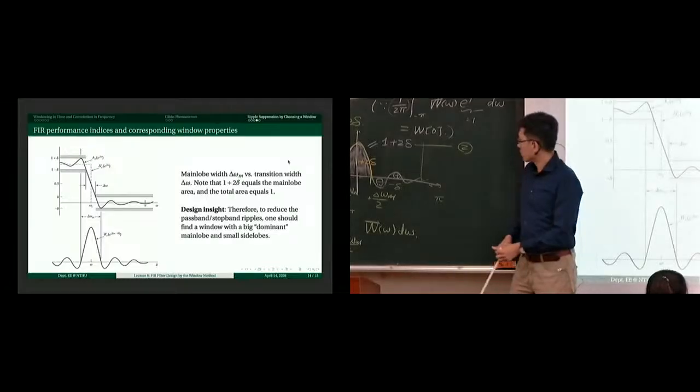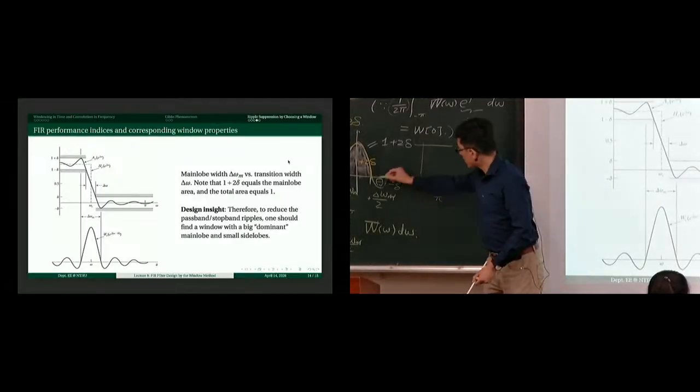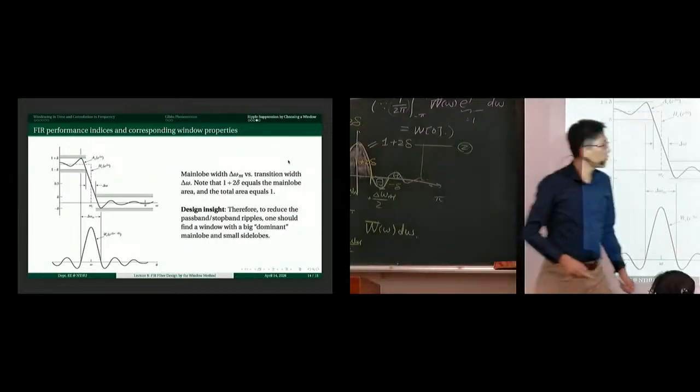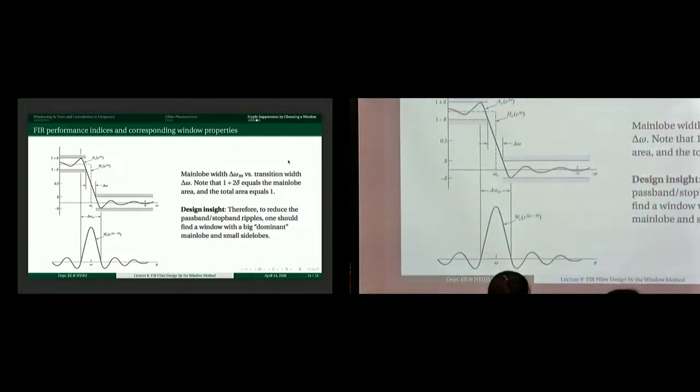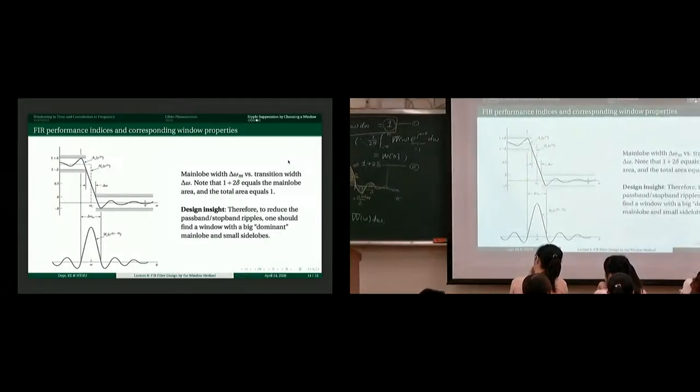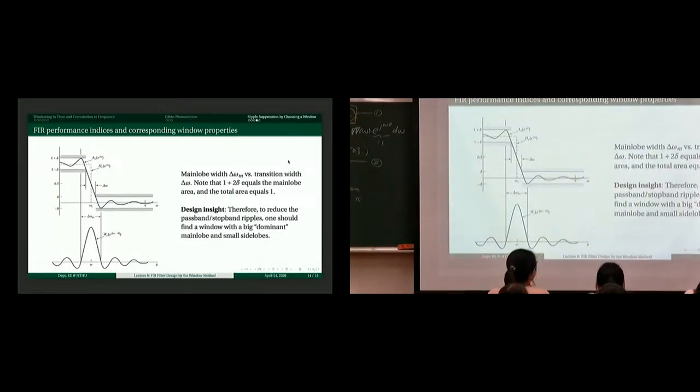Okay, so that's why we want this side lobe, the height of the side lobe, we want this suppression ratio to be large. When you compare the side lobe to the main lobe, we want the side lobe to be small. So that's our conclusion.